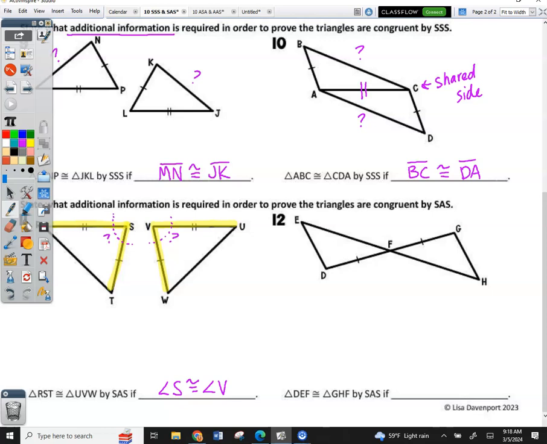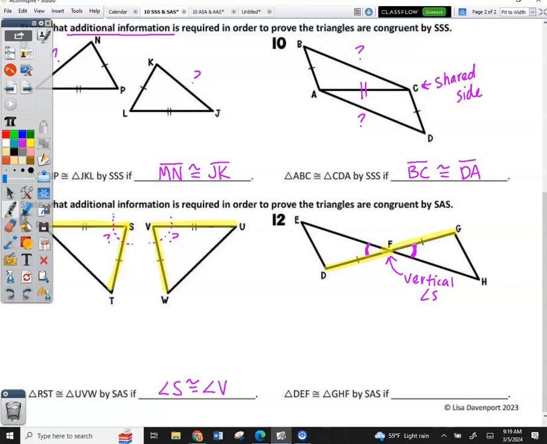All right, let's try 12. They're touching. Is there any sneaky info? There's a pair of vertical angles that you need to mark before you try to answer the question. Now draw your highlighter on the congruent sides, and in this case, we're shooting for side angle side. Now we can clearly see what's missing. I'm missing a pair of congruent sides, right?